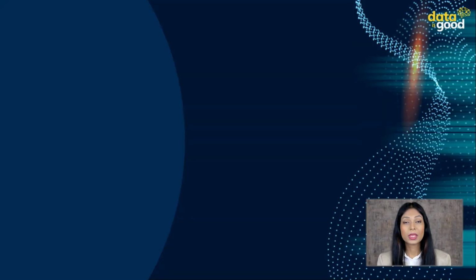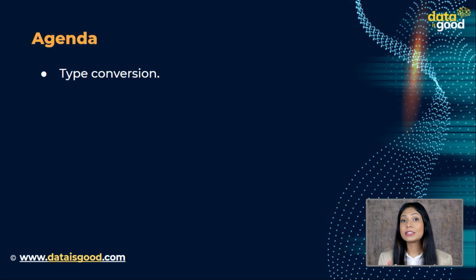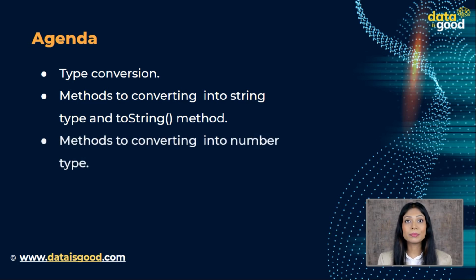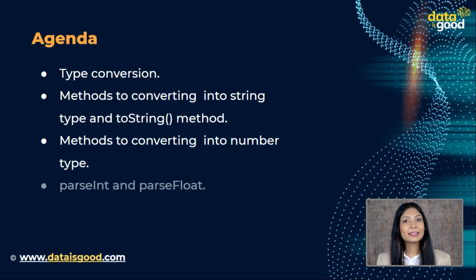But first, let us see the agenda of the video. We will first understand what type conversion is, then the methods to convert any data type into string type. We will learn what a toString method is. After string type, we will see ways to convert a data type into number type and two methods, parseInt and parseFloat. And at the end, there is an assignment for you.